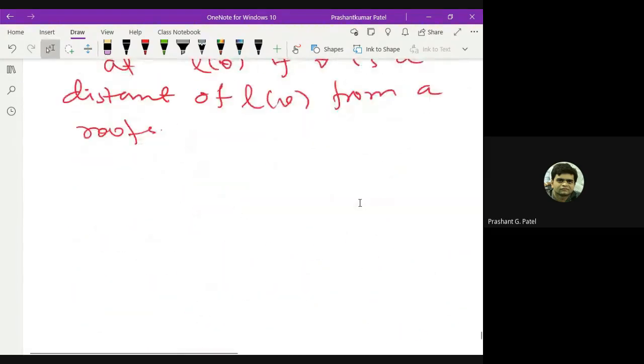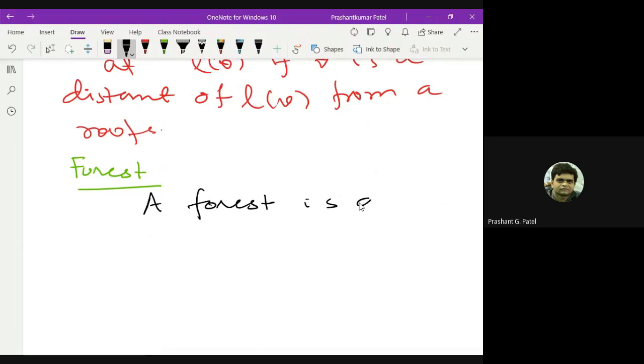Now the next definition is a forest. So what is a forest? What is a tree? A tree is an acyclic connected graph. And a forest is an acyclic graph. So a forest is an acyclic graph.